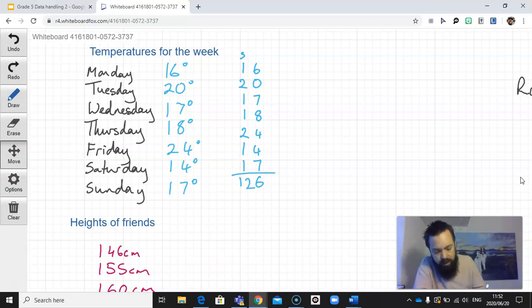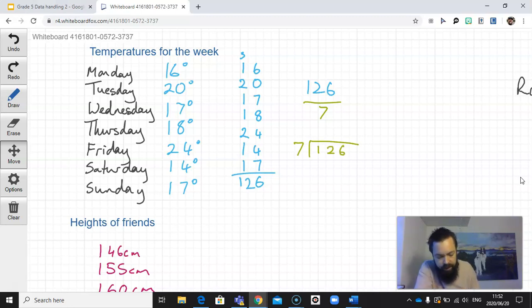So I'm going to put 126 at the top, and we're dividing by 7, because remember we had 7 different days in this week. This is the temperature. Okay, so now we've got to do another mental arithmetic thing. Not so much mental arithmetic. This we're going to work out. So it's a short division problem. So 126 goes underneath my bus shelter.